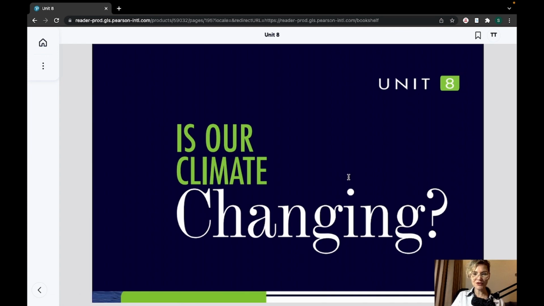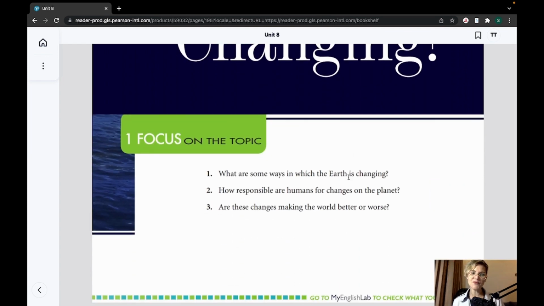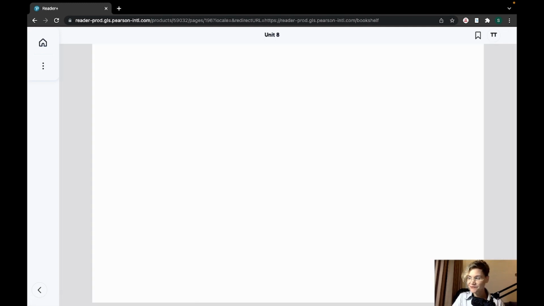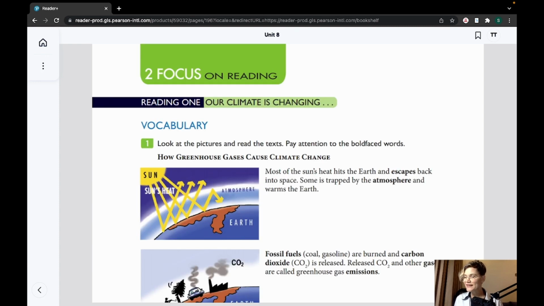We're going to go to number 2. How responsible are humans for changes on the planet? And number 3, are these changes making the world better or worse? Okay, write it down, think about it, and when we meet in our lesson, we will discuss this. That brings us to reading 1.